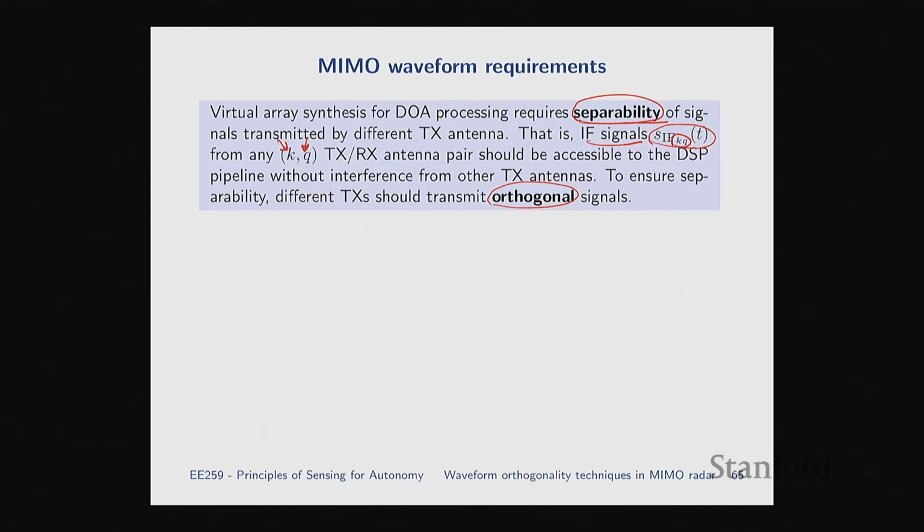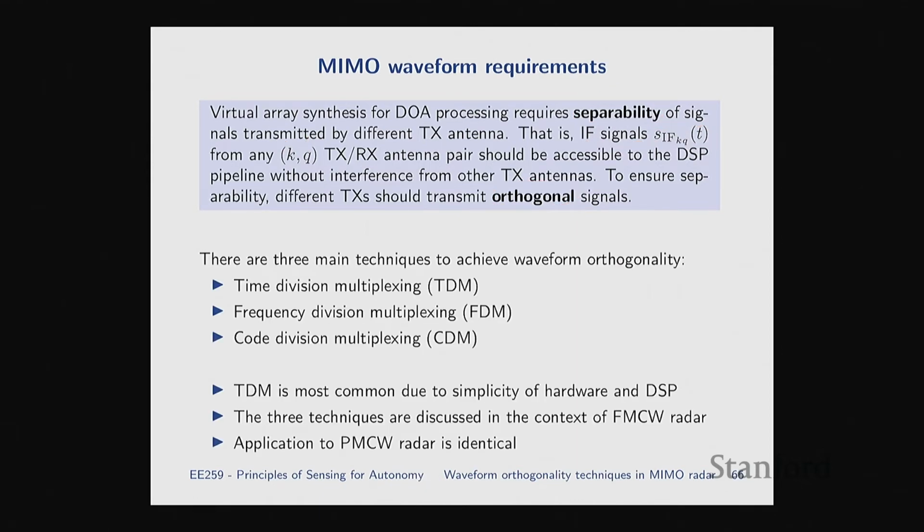When it comes to orthogonality, there are different ways you can add that to the signals. There are essentially 3 main techniques to orthogonalize the transmitters in a MIMO system. First one is time division multiplexing, or TDM, which is the simplest thing you can do. Basically, you don't run all your transmits at the same time. You sequence them.